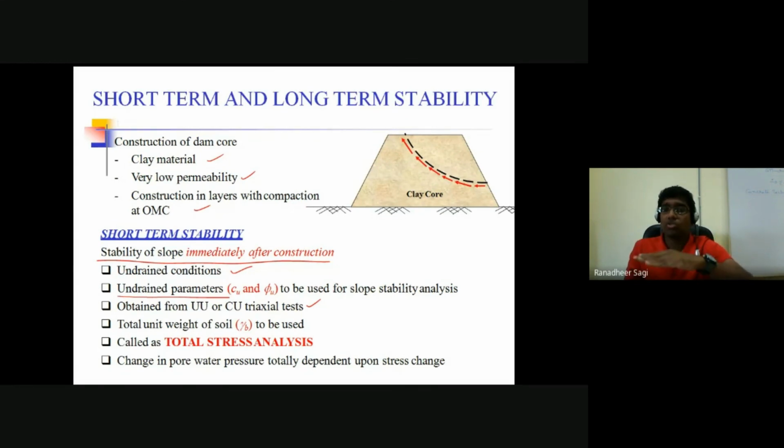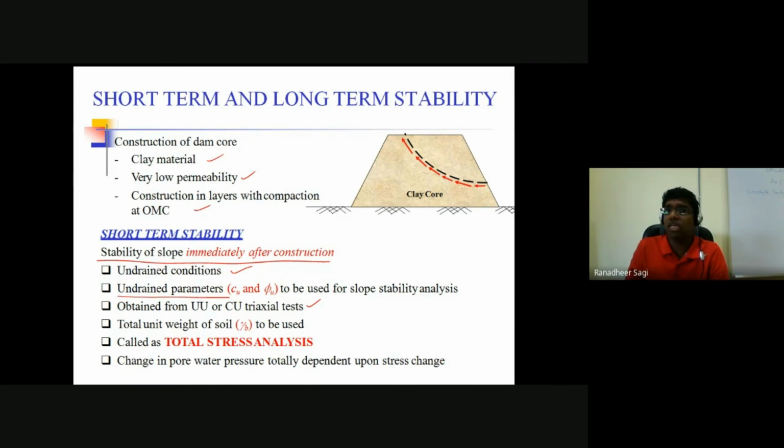So when do I need to take it in the case of the CU test? If the process of construction of the embankment is at a slower rate, say the construction of the embankment took a couple of years, then in such a case the shear strength parameters you can consider would be similar to the C, Φ values which you have got from your CU test.